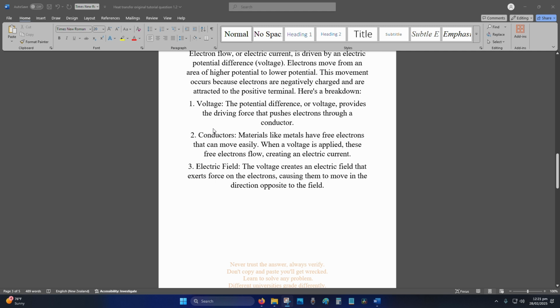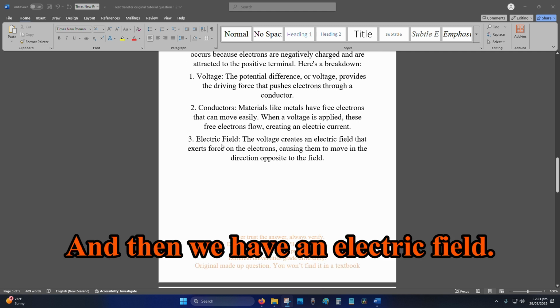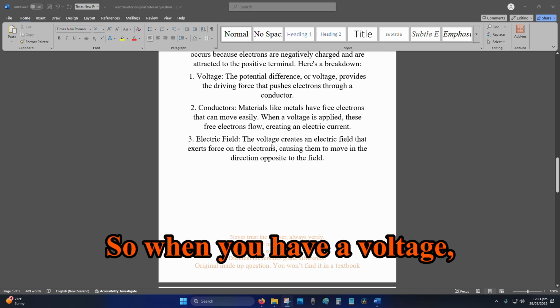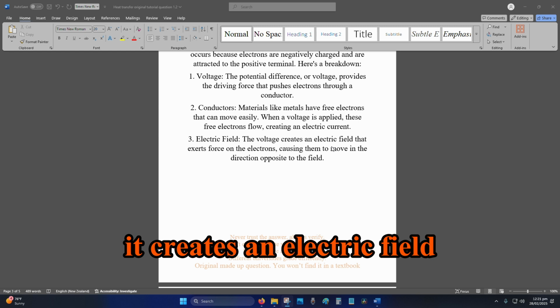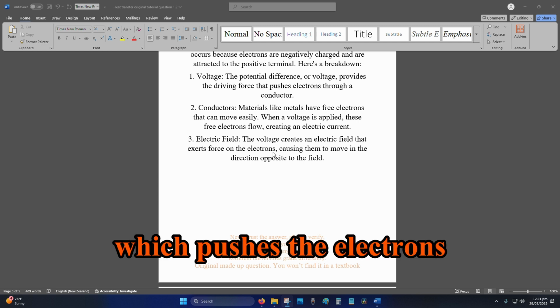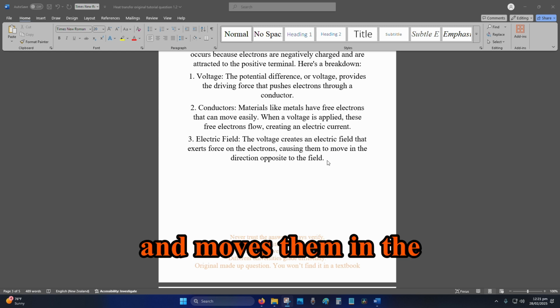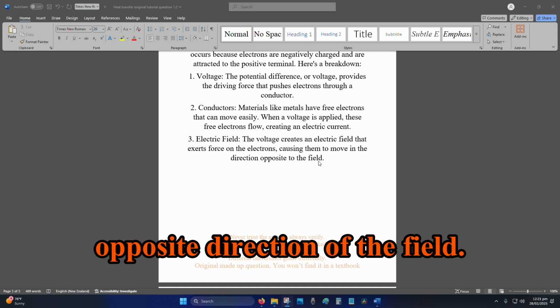Okay, and then we have an electric field. So when you have a voltage, it creates an electric field which pushes the electrons and moves them in the opposite direction of the field.